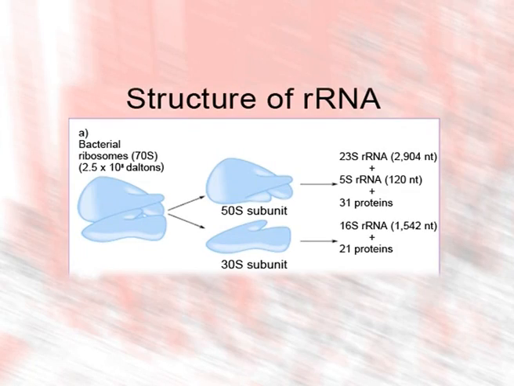rRNA, which stands for ribosomal RNA, is found in ribosomes only. In prokaryotic cells, the ribosomes found are of the 70S type. The 70S type can further be divided into a 50S subunit and a smaller subunit called 30S. The 30S smaller subunit consists of 16S rRNA and some proteins, while the 50S subunit contains 23S rRNA, 5S rRNA along with certain proteins.